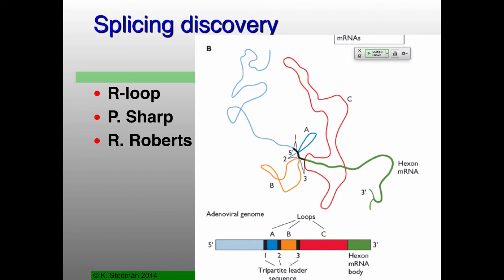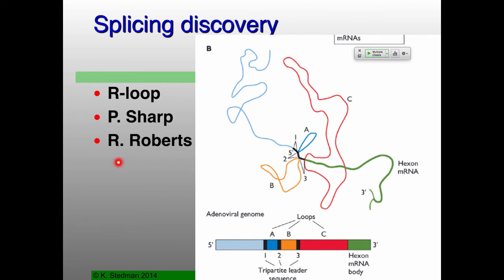Now, the neat thing that Rich Roberts was able to show, that Phil Sharp couldn't, was that pieces of the DNA genome down here were chopped into smaller pieces using restriction endonucleases. And restriction endonucleases had just been discovered at the time. Rich Roberts then decided, well, people keep asking me for all these restriction endonucleases, why don't we start a company to sell them? So in fact, he did, and he's one of the founders of New England Biolabs.